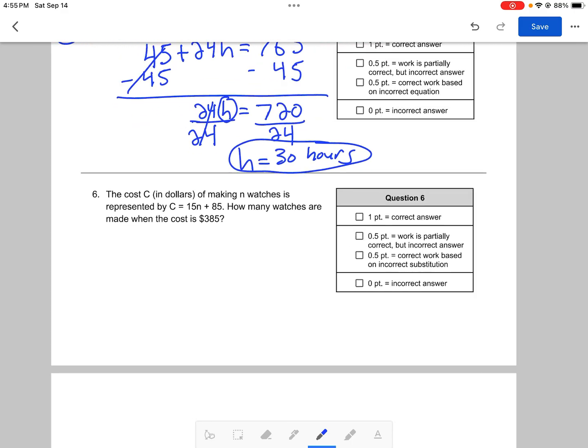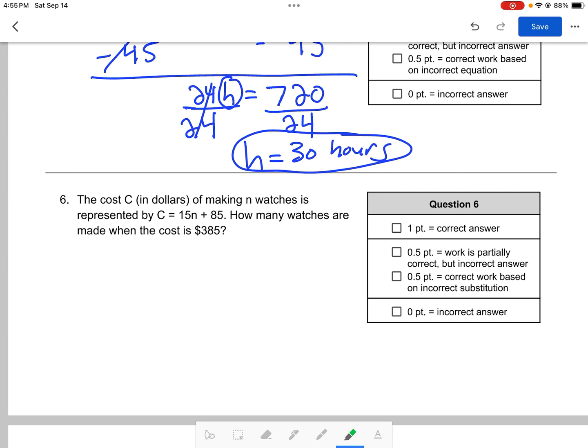And then the last one here, number 6, again, I'm going to highlight. It says the cost C in dollars of making N watches is represented by the equation C equals 15N plus 85. How many watches are made when the cost is $385? With word problems and equations, they're kind of giving us like a recipe of what we need to do. It already tells me my cost is 385, so I'm just going to plug this 385 in for C. So I'm going to rewrite my equation. 385 equals 15N plus 85.